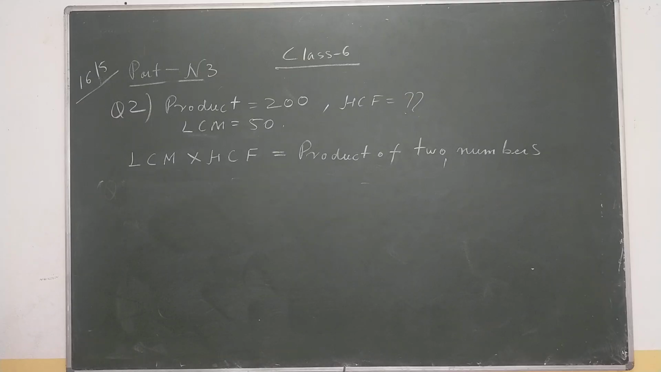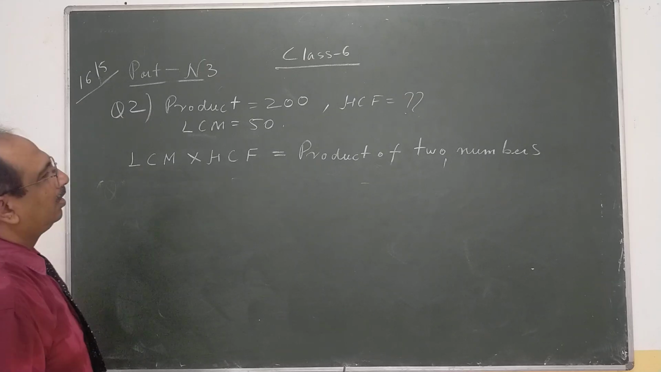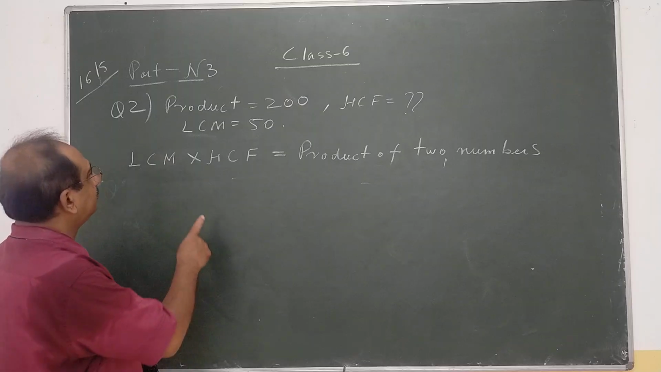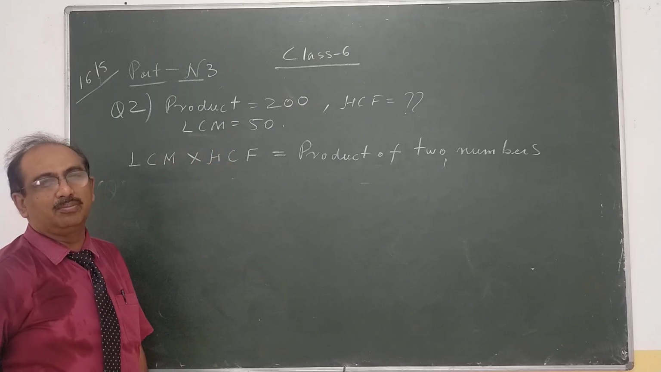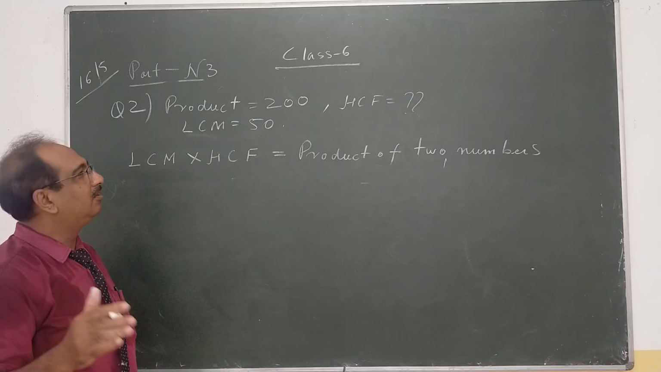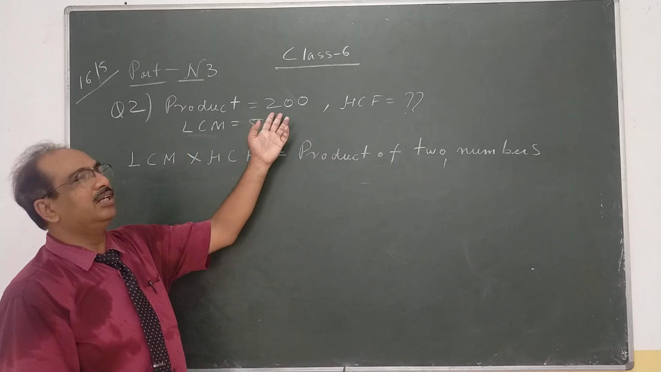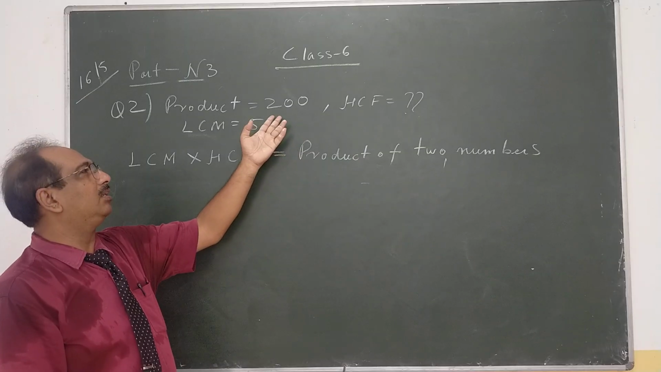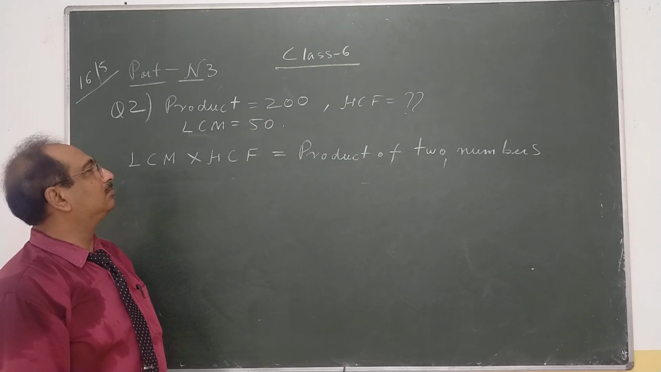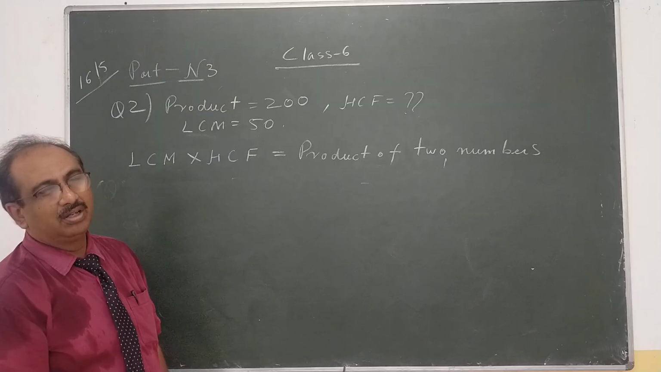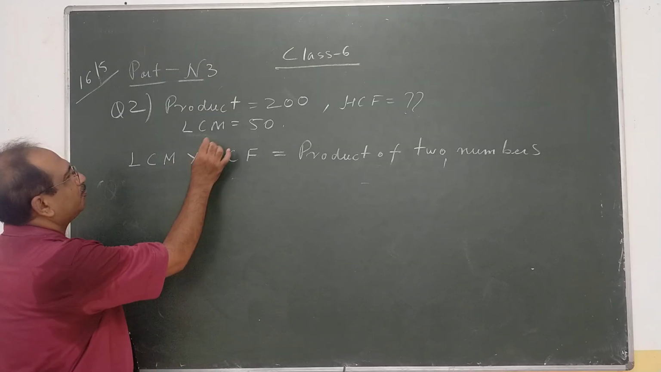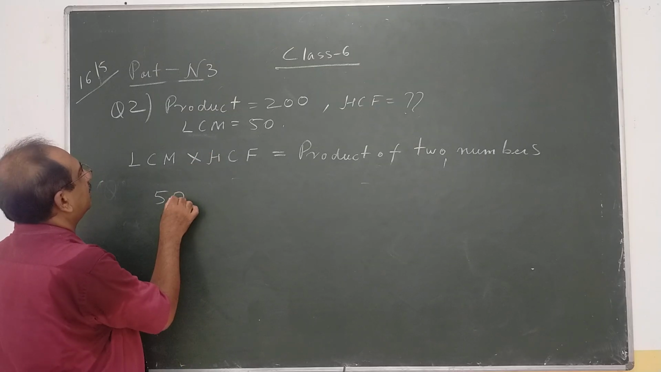We move on to question number 2, children. Here also we have product of two numbers. Again, like the previous question, we don't know the individual numbers. We know when you multiply, it can be 10 into 20, or it can be 40 into 5. So that we don't go there, here we simply substitute LCM.